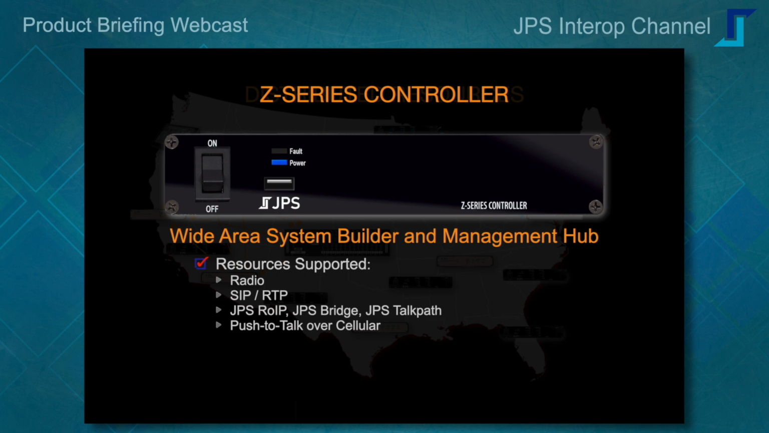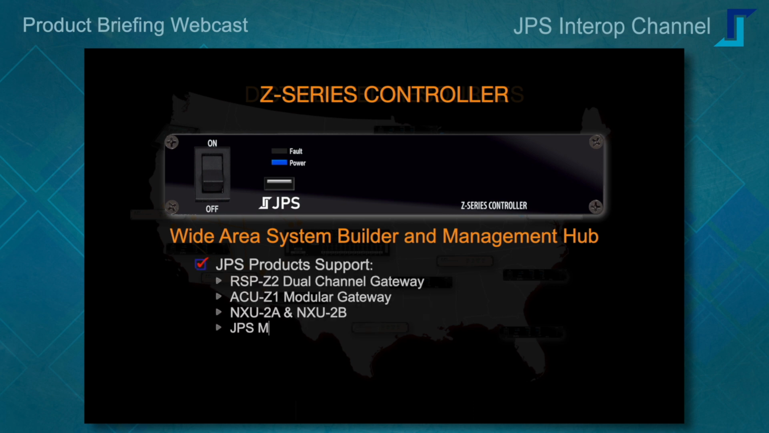And naturally, we can support a myriad of push-to-talk over cellular services. Some of the devices we support, I'm going to say this over and over again, because of the presence of JPS, our standard RoIP, we can connect to a lot of our legacy devices like ACU-1000s or 2000s, ACU-5000s, even ACU-Ms. Literally, the controller can support all our legacy devices, and naturally, moving forward, all our Z-Series gateways, such as the RSP-Z2 Dual Channel Gateway and the ACU-Z1.